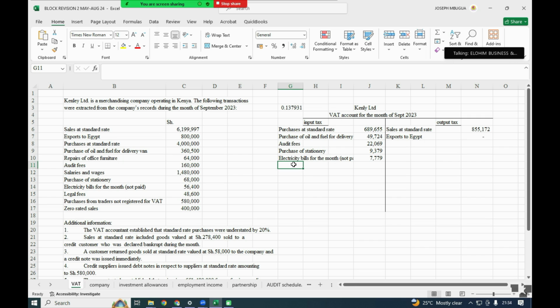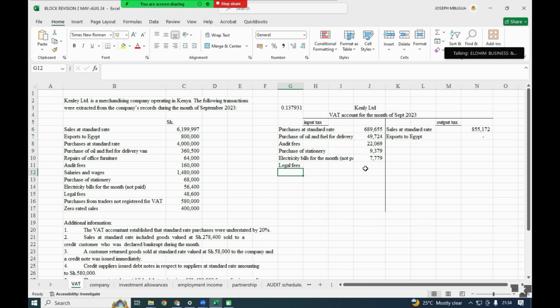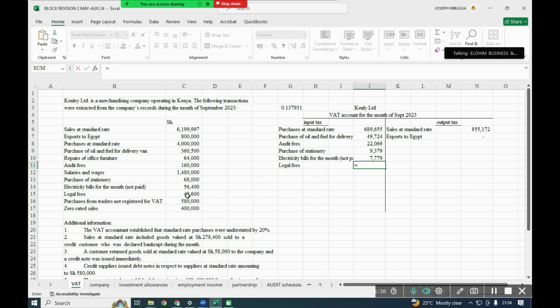Then the legal fee, we handle the legal fee that way. Then purchases from traders not registered. For purchases, you have to buy from registered persons in order to claim the VAT. If you are buying from people that are not registered, there is no way they will charge you VAT, and therefore you cannot claim that amount, because there is nothing to claim. They were not registered.